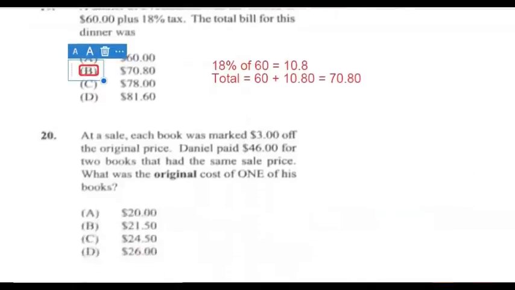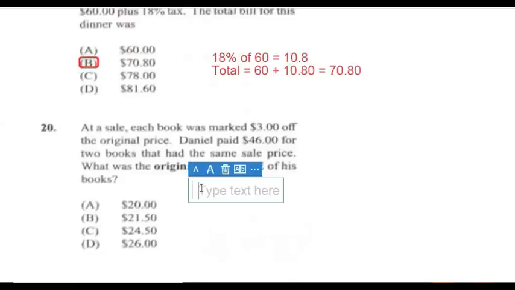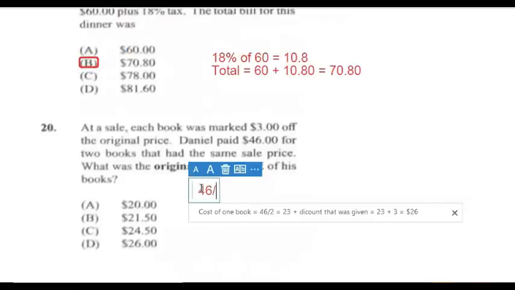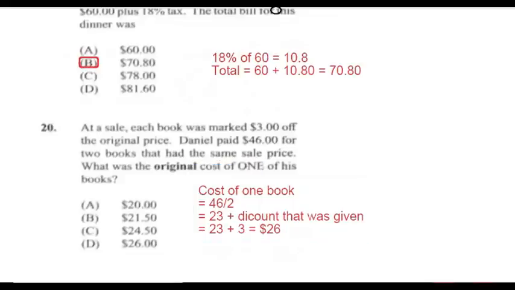20. At a sale, each book was marked $3 off the original price. Daniel paid $46 for 2 books that had the same sale price. What was the original cost of one of these books? So both books came up to $46 and they had the same flat price. So it is 46 divided by 2, which is equal to $23. But remember, there was a discount given on each book of $3. So it would be 23 plus the discount that was given, which is 23 plus 3, and that is equal to $26. So therefore the original cost of one of his books is $26.